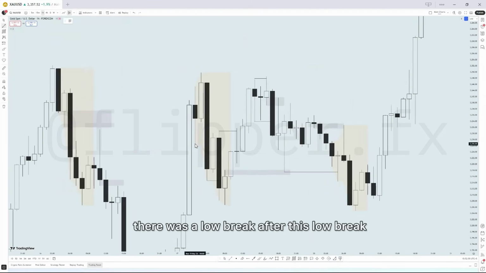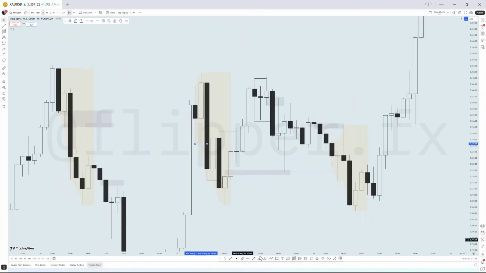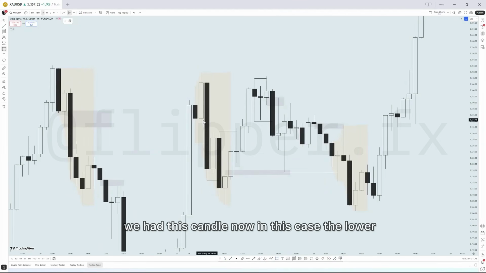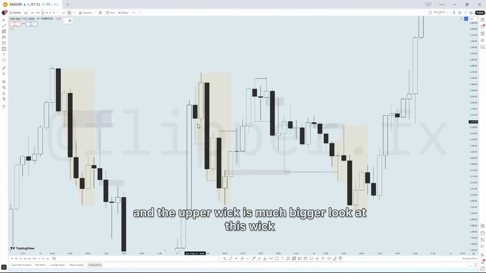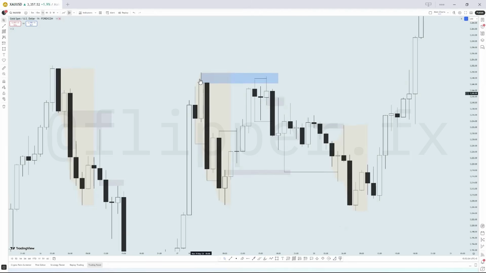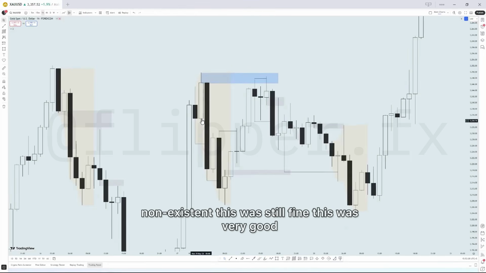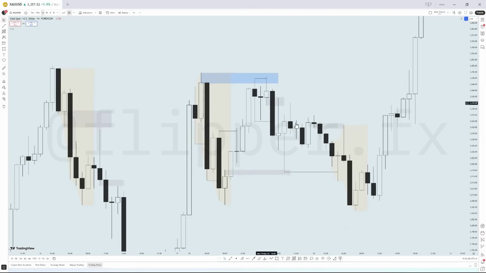Here there was a low break. After this low break we had this candle. Now in this case the lower wick is almost non-existent and the upper wick is much bigger. Look at this wick and look at this wick. This one is basically non-existent. This was still fine. This was very good and this one was also fine, but this wick is almost not there.